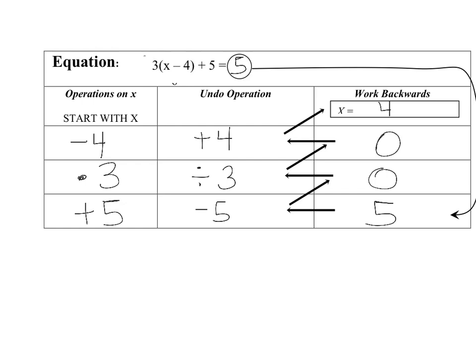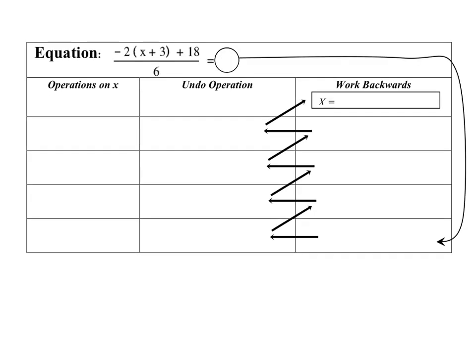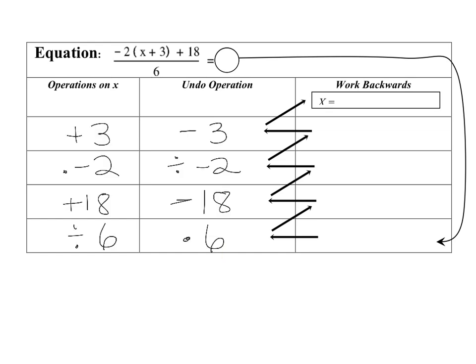It sure is. All right, so what we've actually just done here is we have solved an equation. We have solved this equation where x is equal to 4. So for this next one, what I want you to do is write down your operations on x, and write your undo operations. Do that right now. Stop the video, do it.